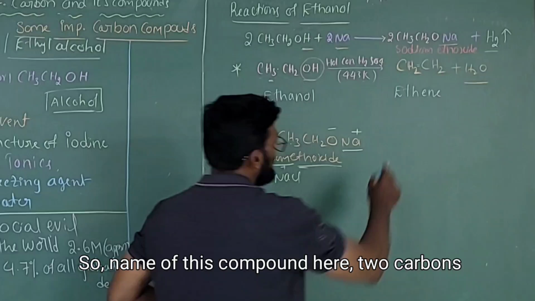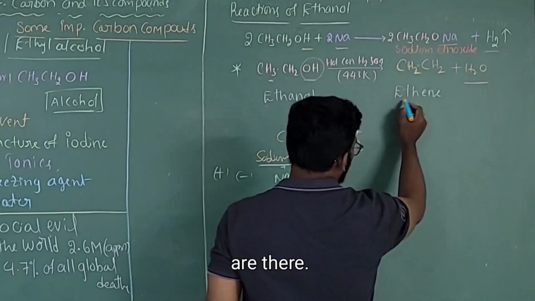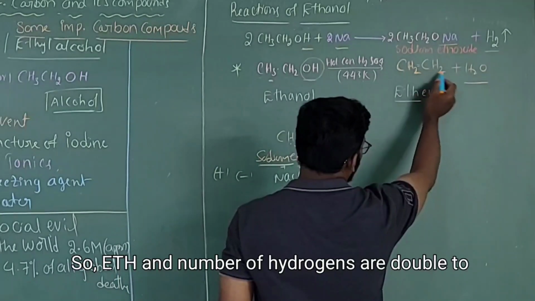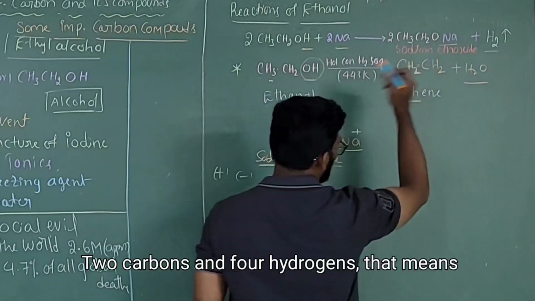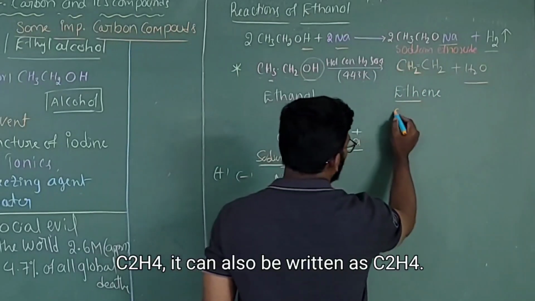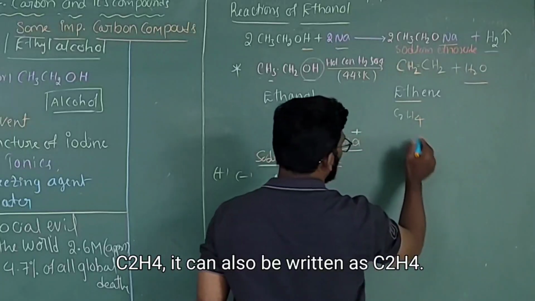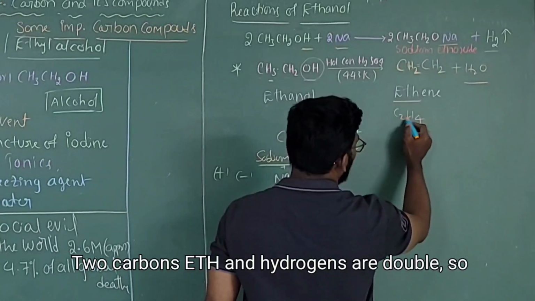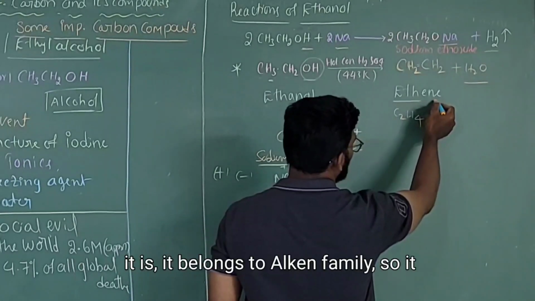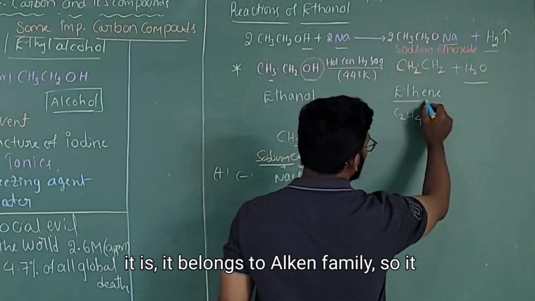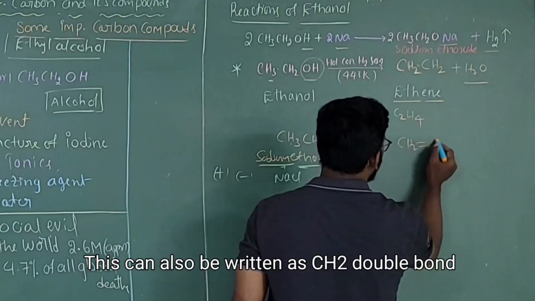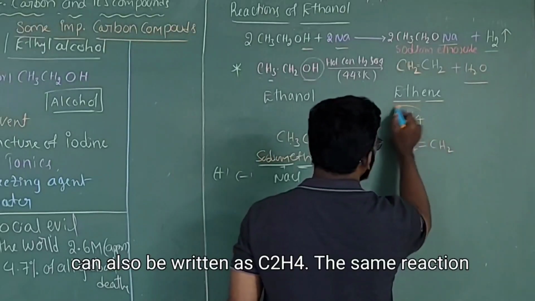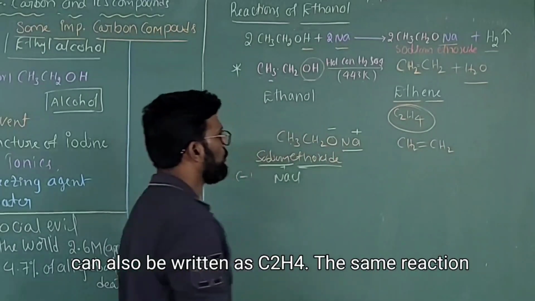So what is the name of this compound? Here two carbons are there, so eth, and the number of hydrogens is double the number of carbon atoms: 2 carbons and 4 hydrogens. That means C2H4. Two carbons, eth, and hydrogens are double, so it belongs to the alkene family, so it is ethene. This can also be written as CH2 double bond CH2, or as C2H4.